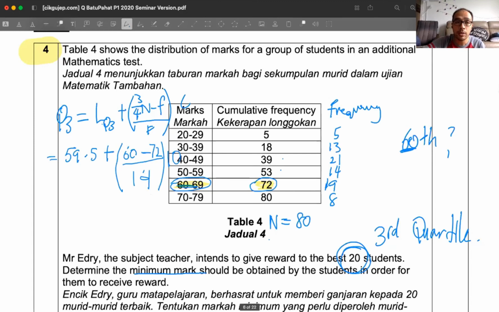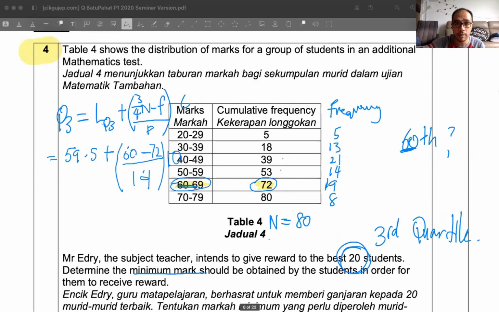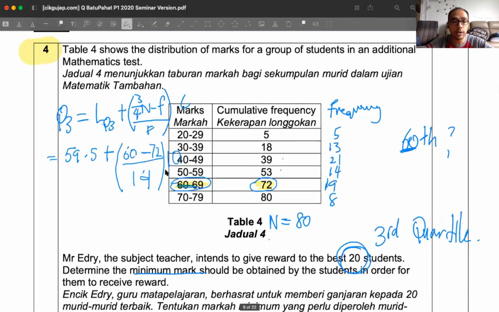Okay, so once you calculate that, sorry, is this 14 or 19? Oh, sorry, my mistake. Oh dear. Okay, so obviously my brain is not working.